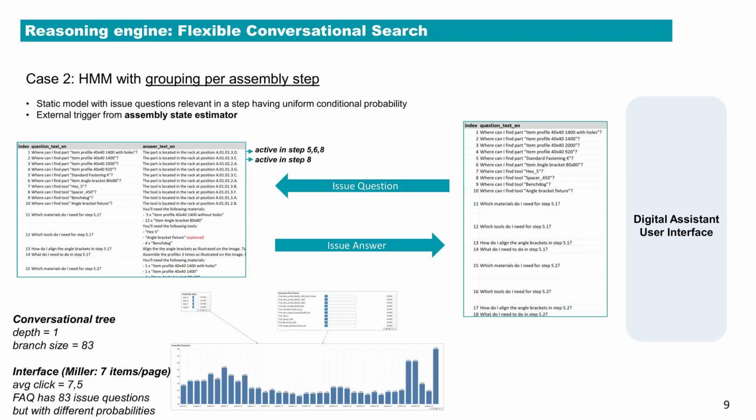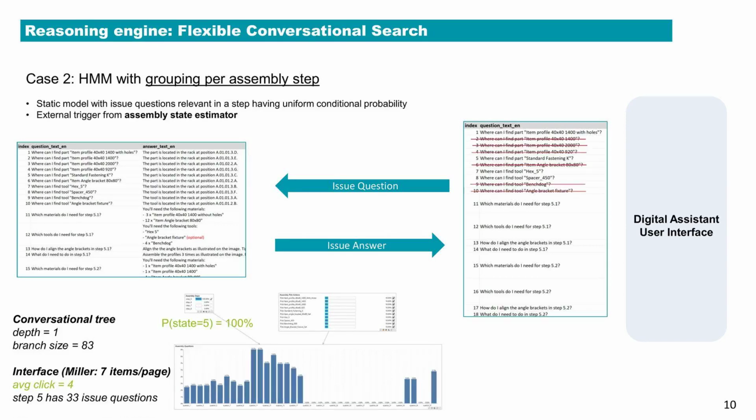By coding this using the hidden Markov model, this is the chart over the probability of different states. Here, the reasoning engine does not know which is the current assembly state, but as you can see, even though having a uniform probability per question, you can appreciate that some issue questions have more probability than others. This is because some questions are active in several assembly steps and some are just dedicated to a specific step. So, already there is a ranking for issue questions.